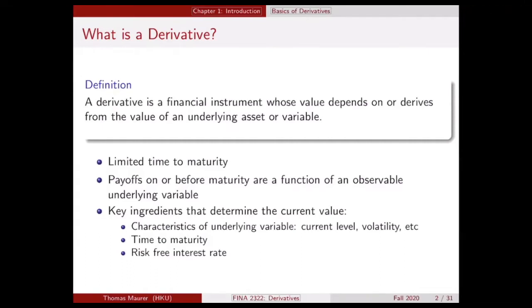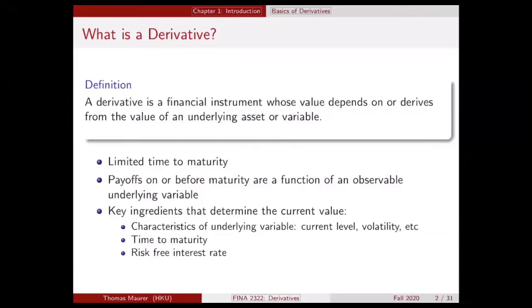So the first key characteristic is that a derivative has a limited time to maturity. That's in stark contrast to, for example, stocks. With a stock, you buy part of a company, and basically you're going to have that ownership of that company forever or until that company goes bankrupt or you die. With a derivative, there's a really set time limit. So it has a certain time until it expires, and after it expires, it just disappears.